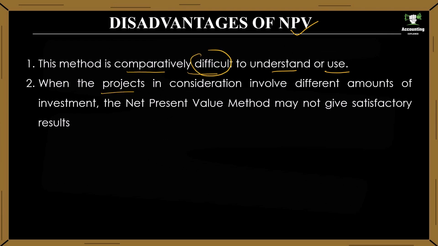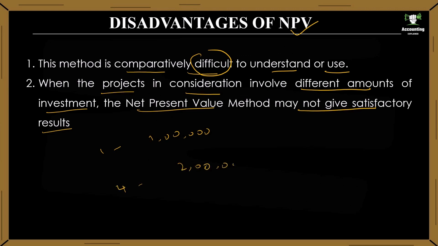Okay. When the projects under consideration involve different amounts of investment, the net present value method may not give satisfactory results. For example, first year you are going to invest 1 lakh. Okay. And after fourth year you are going to again invest 2 lakhs. If there are multiple cash outflows which are not consistent or which have to be made in between, then net present value will not give a satisfactory result, or it cannot be considered as a method to use at all.